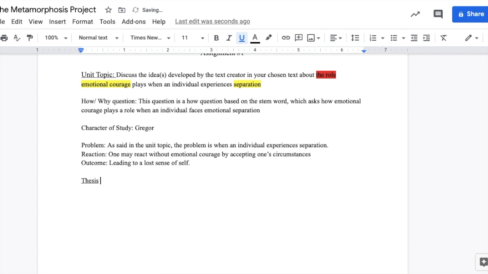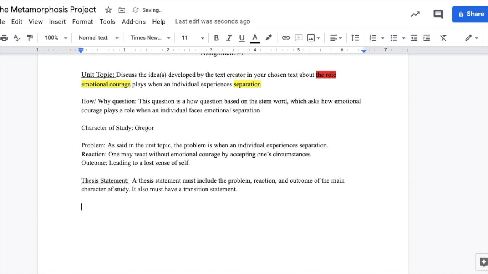For the thesis statement, if we just want to create it, you just put the problem, reaction, and outcome together and include a transition statement. So a thesis statement must include the problem, reaction, and outcome that you deconstruct based on the unit topic, plus a transition statement. So, through this character's development, the author develops the idea that, then your problem, reaction, and outcome.